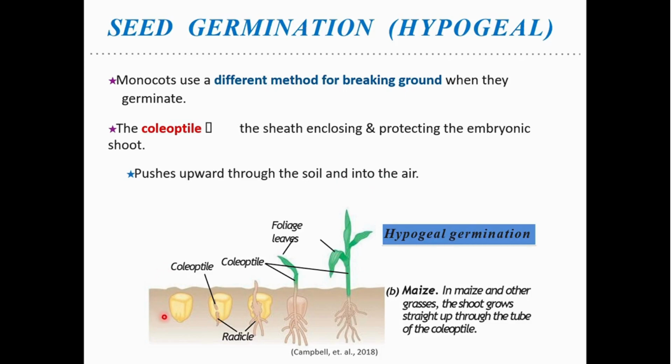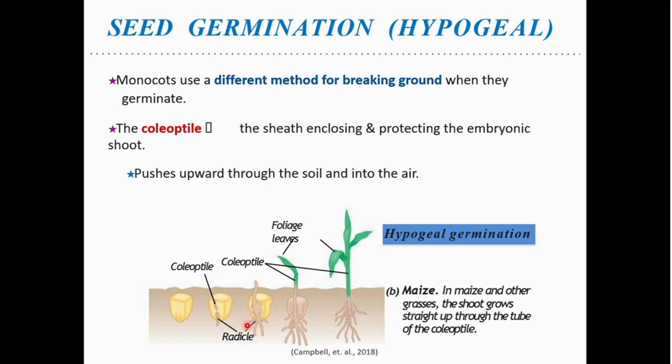So there is no more bending of the hypocotyl. Now, in this monocot seed, it uses the coleoptile, which is a structure that pushes upward through the soil into the air.